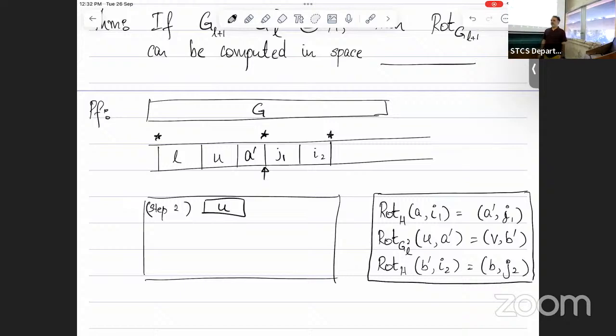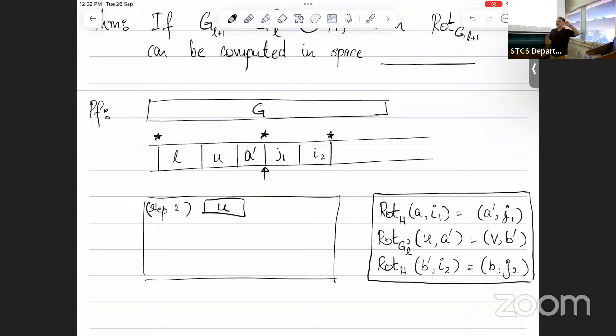Sorry, so are we doing things iteratively or recursively? We are doing it recursively. I want to compute the rotation map of GL plus 1. And I'm telling you how to do that. And in the middle, I will be running recursive calls for the rotation map of GL.